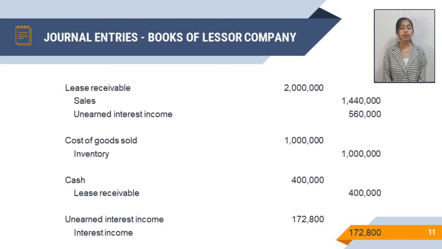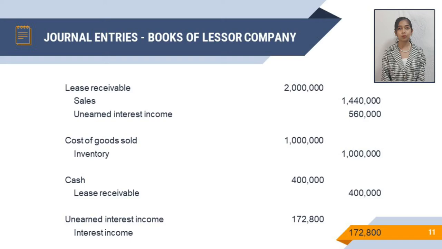Debit cash 400,000 and credit lease receivable 400,000 to record the collection of the annual rental. And lastly, debit the unearned interest income 172,800 and credit interest income 172,800 to record the interest income for 2021.